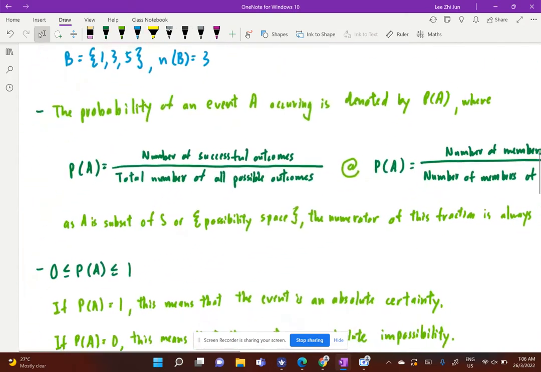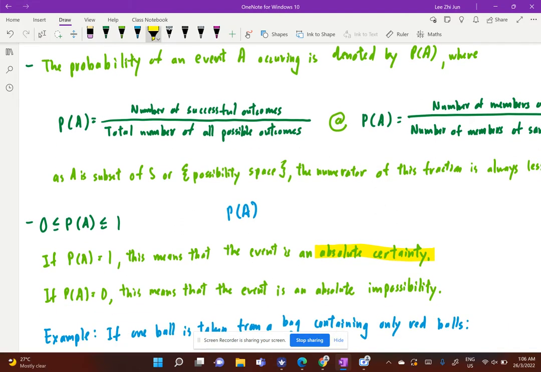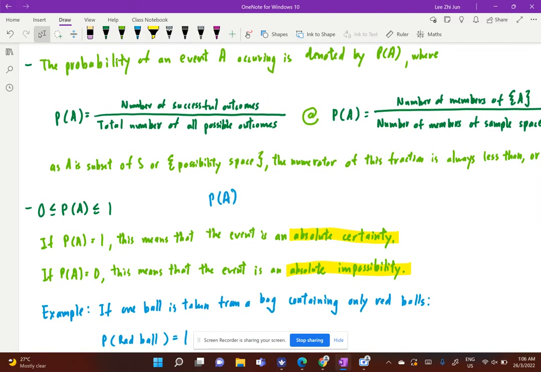Here's the rule. P(A) is between 0 and 1. If P(A) equals 1, the event is an absolute certainty. If P(A) equals 0, that means the event is an absolute impossibility, so it's impossible to occur. For example, if one ball is taken from a bag containing only red balls.